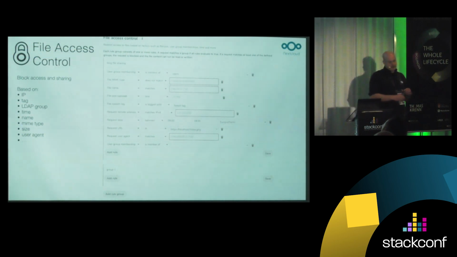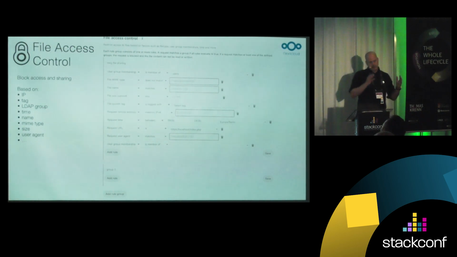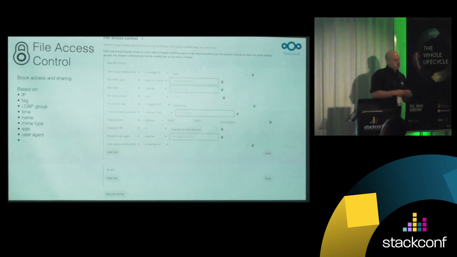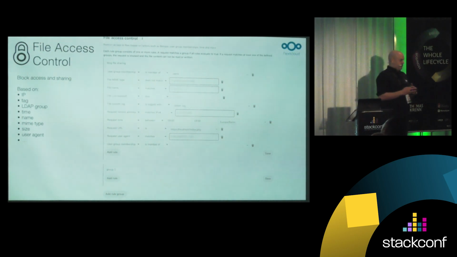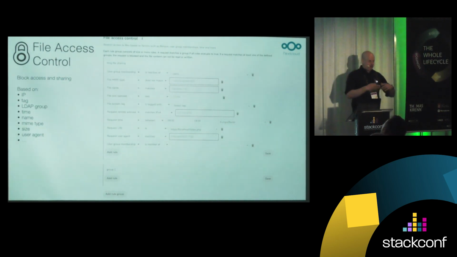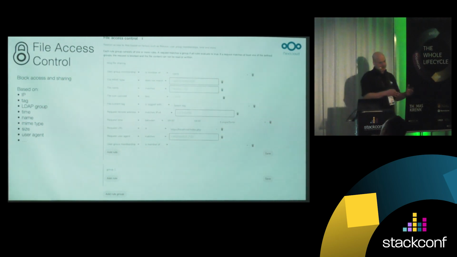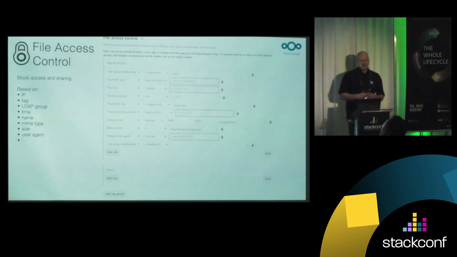For example, you can restrict who can do what from where. For example, as an administrator, you can create rules that files that are tagged as secret can only be accessed from the internal network at office hours from devices that have a certain certificate on it, for example, and only if you're in a special LDAP group. So you can put all of this together, and it's quite powerful to restrict data flow.